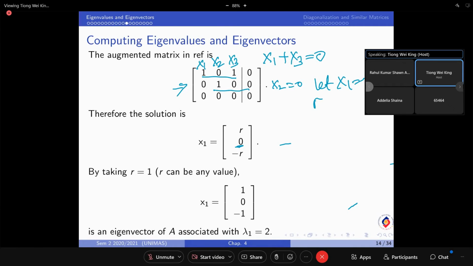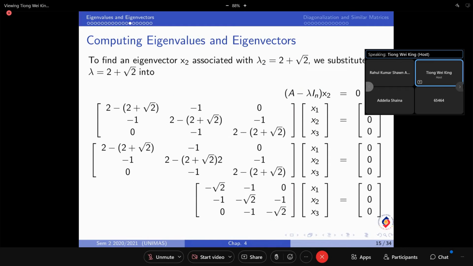So r is any real number, then x3 equals to negative x1, so equals to negative r. So that's why we have this. Again, you can pick any value for r. Here there is no fraction involved, so normally we just choose r equals to 1. So you will have this. This is the eigenvector for the first lambda.